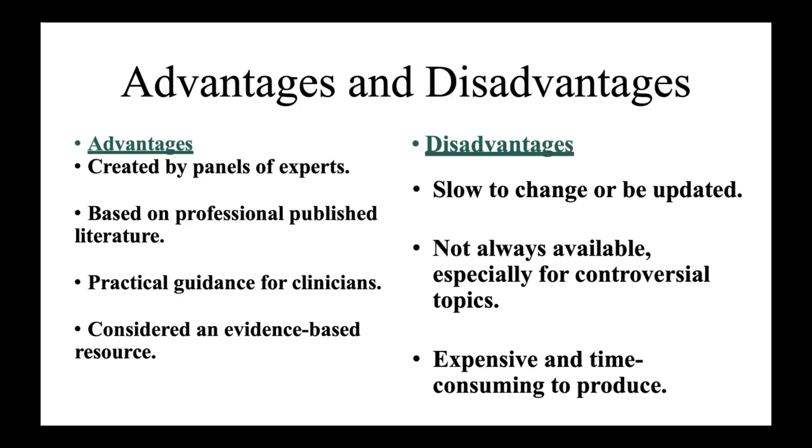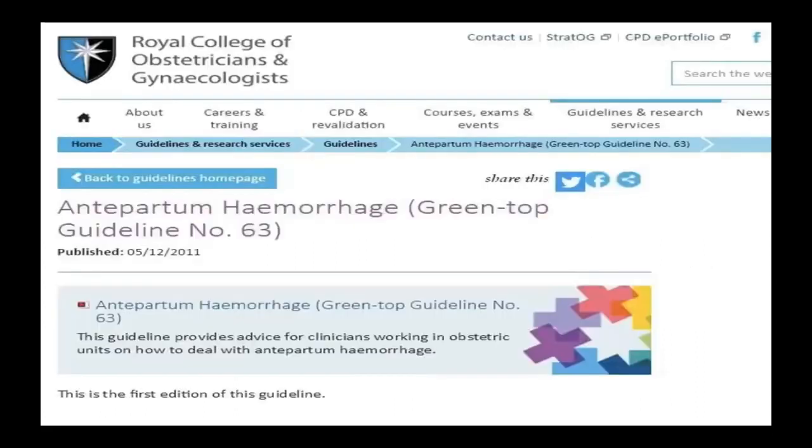Practical guidelines for clinicians are considered evidence-based resources. What is the response flow to change and update, because you have to collect the data from so many studies? It is not always available. Sometimes the literature and data are very deficient, so sometimes it is expensive and time consuming. This is one example of a systematic review, on endometrial infertility.